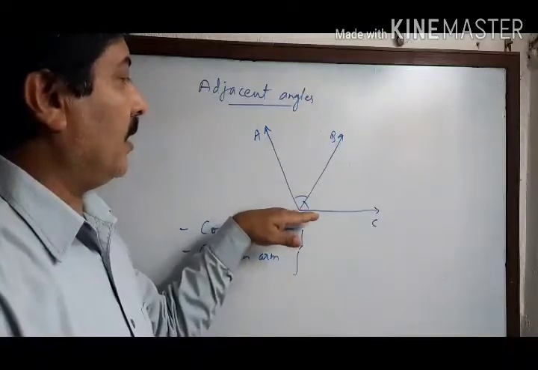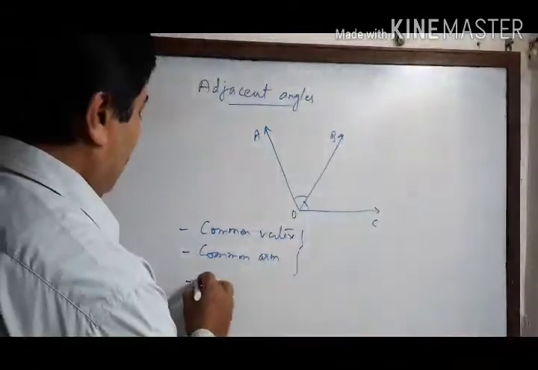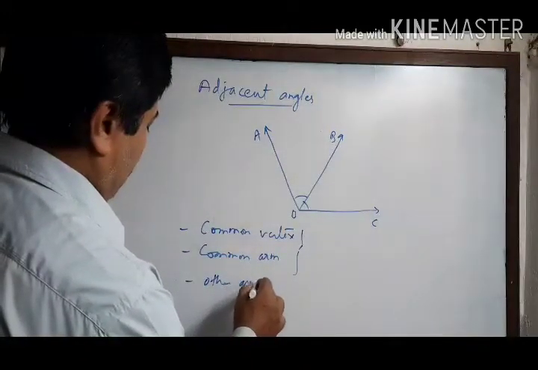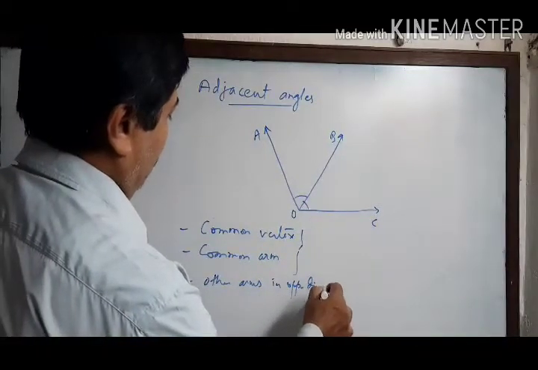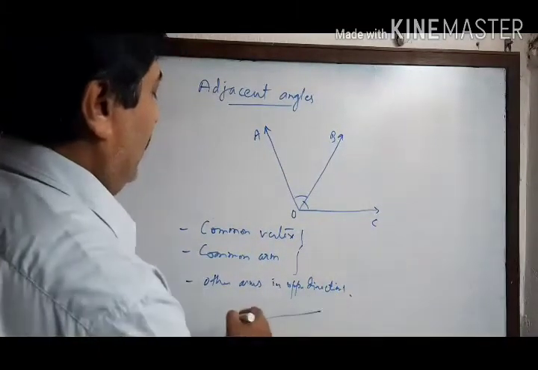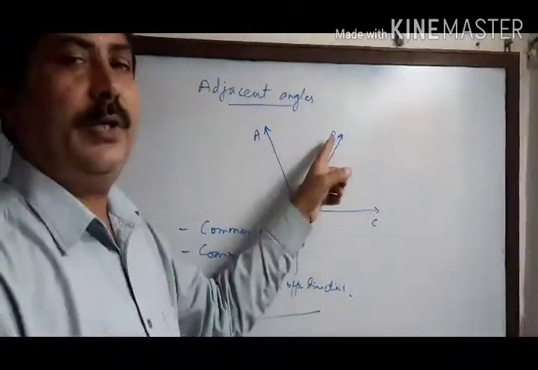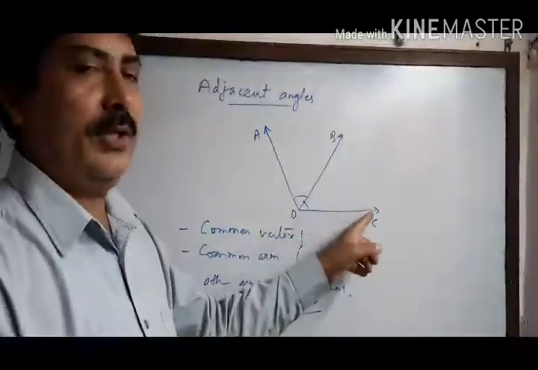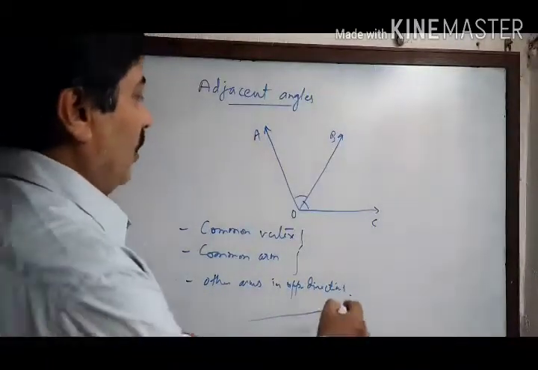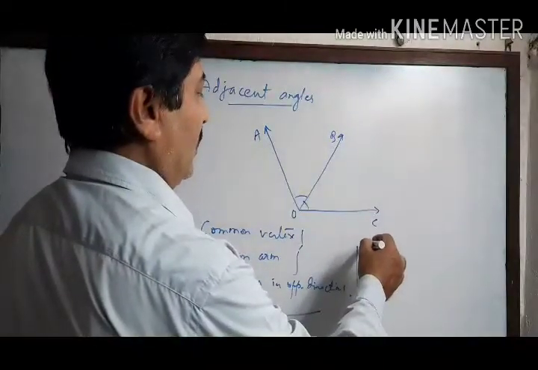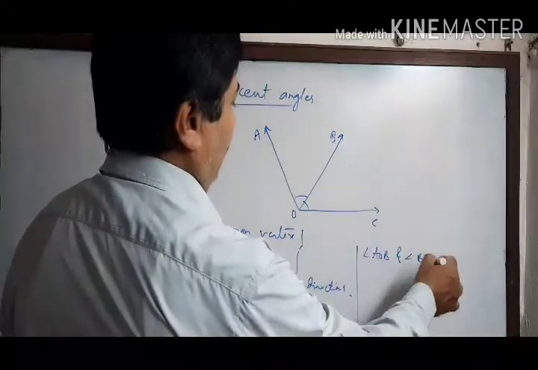Another thing is that their other arms will be in opposite directions. Other arms in opposite directions. So you see here these two angles. Firstly, this angle is known as angle AOB. This is angle BOC. Both are called adjacent angles because what are they? You see adjacent angles here, angle AOB and angle BOC.